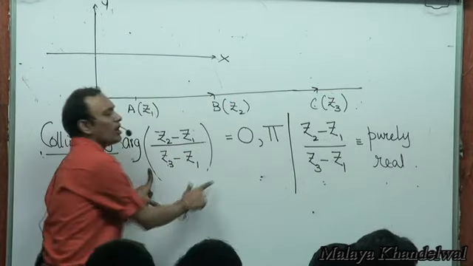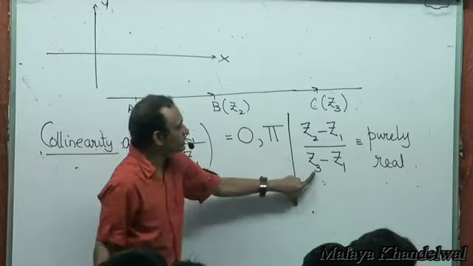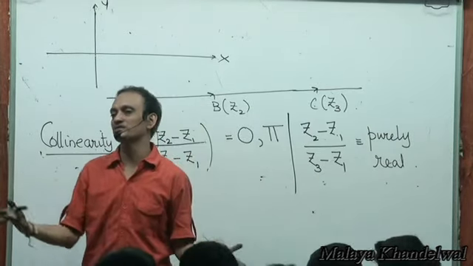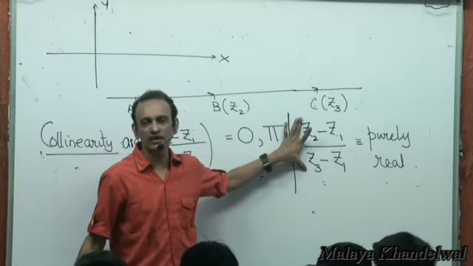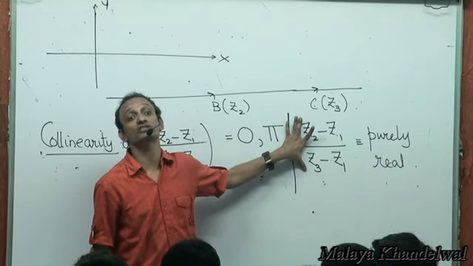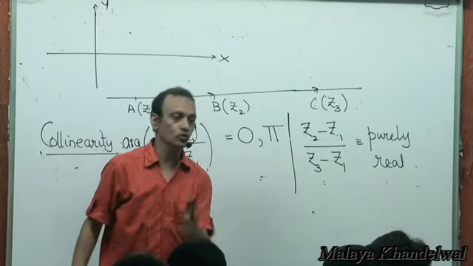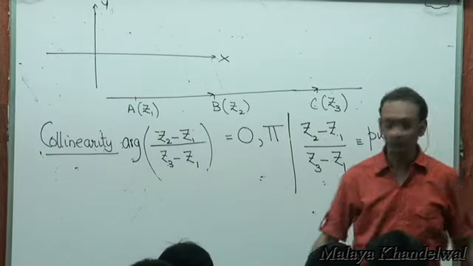So this is the test for collinearity of 3 points Z1, Z2, Z3. All that you need to do is Z2 minus Z1 and Z3 minus Z1. Any one of them could be chosen as Z1, Z2 or Z3, right? So if this ratio turns out to be real, you can conclude that the three complex numbers Z1, Z2, Z3 represent collinear points. Points representing Z1, Z2, Z3 must be collinear.